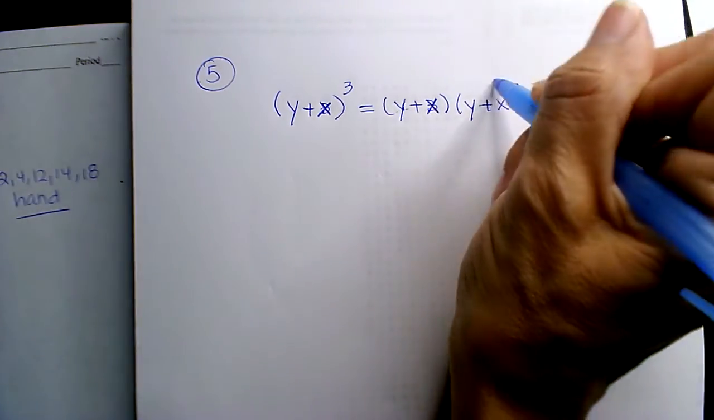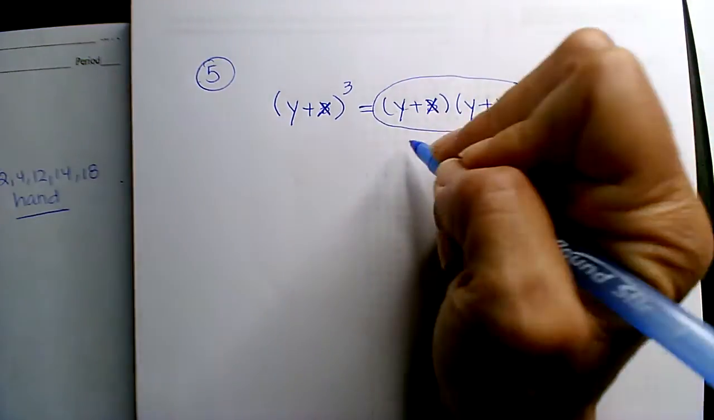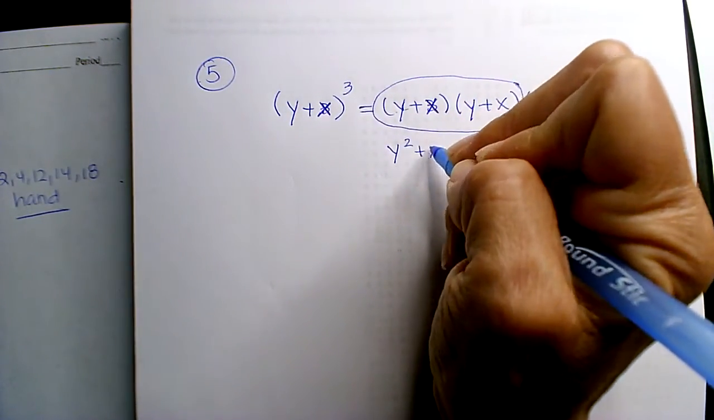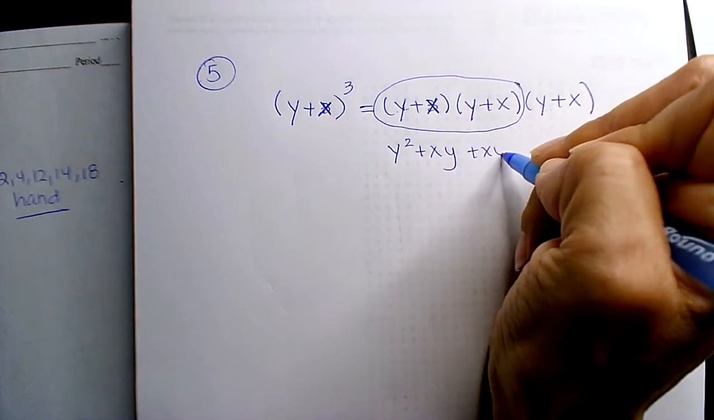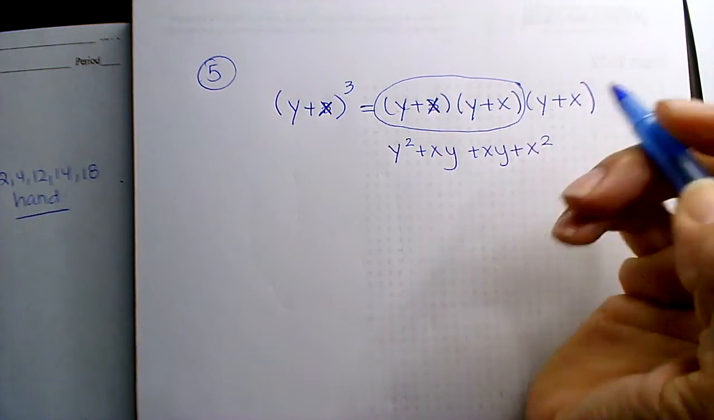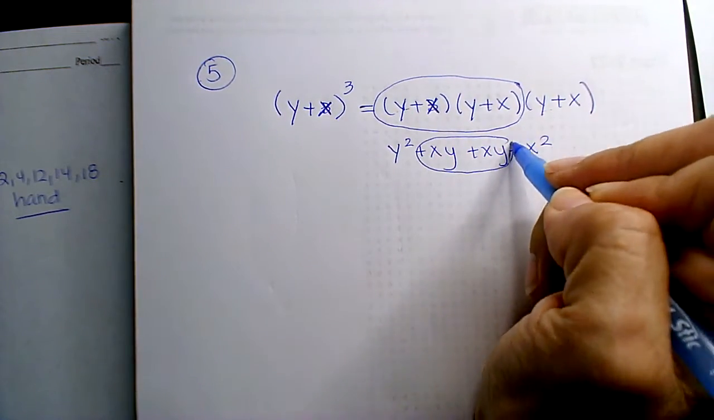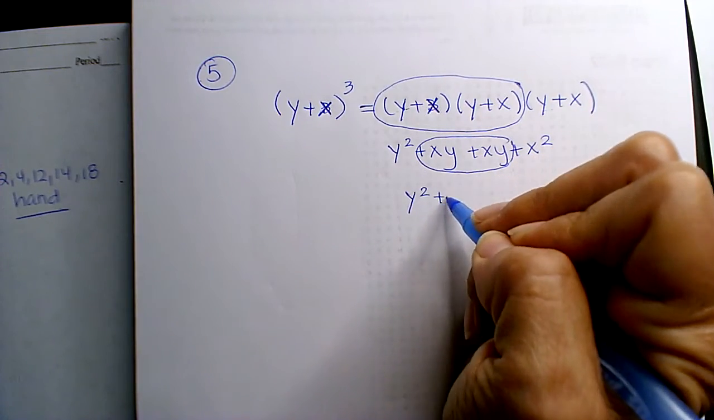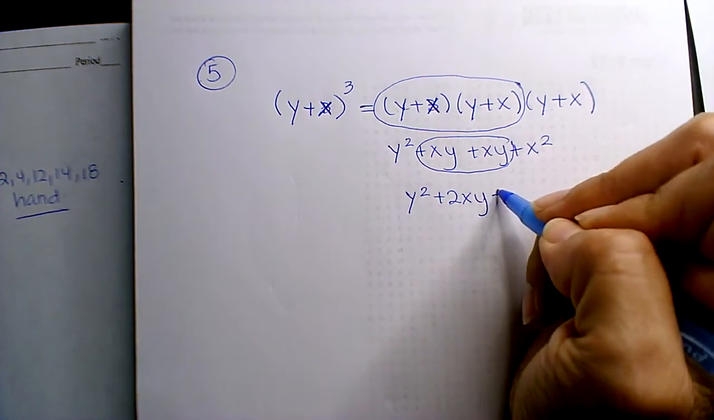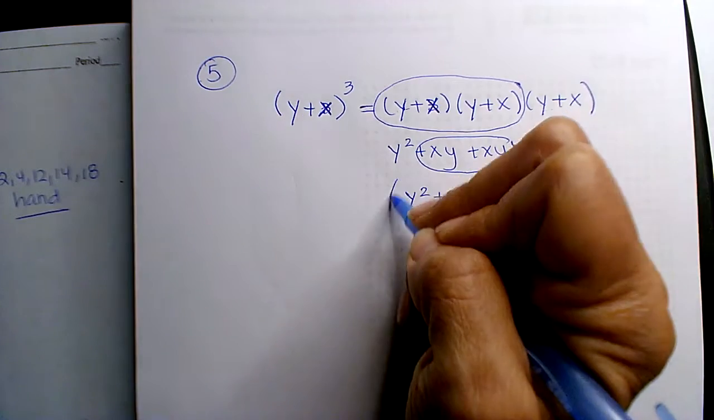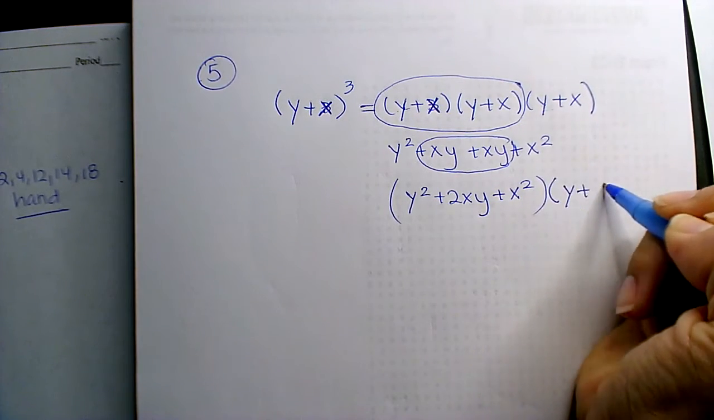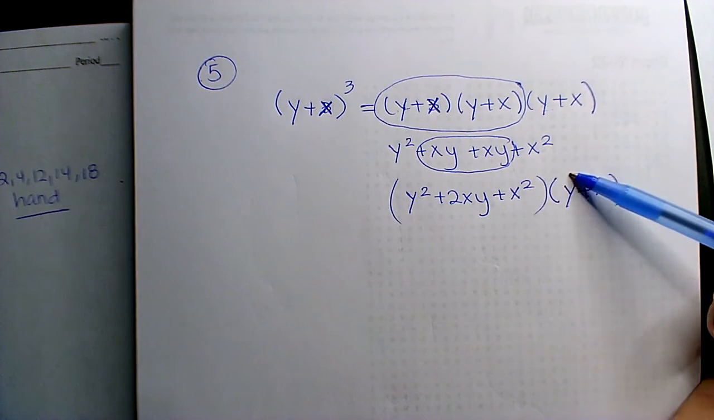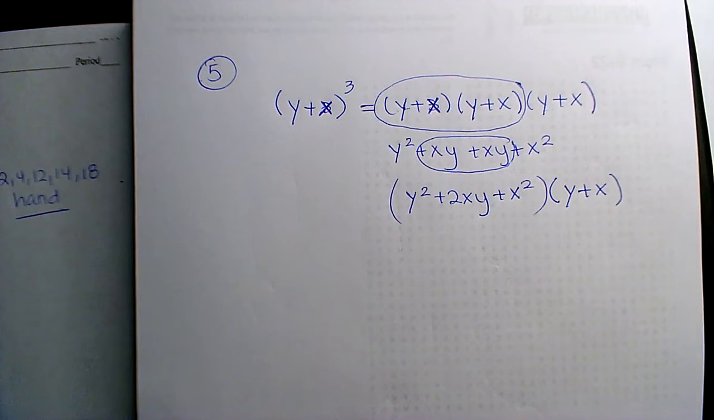All right, so let's take the expansion of the first 2. So y squared, xy, xy, x squared. Okay, these 2 get added together. Y squared, 2xy plus x squared. All right, so this was last year. This year, we're now adding more binomials to distribute with.